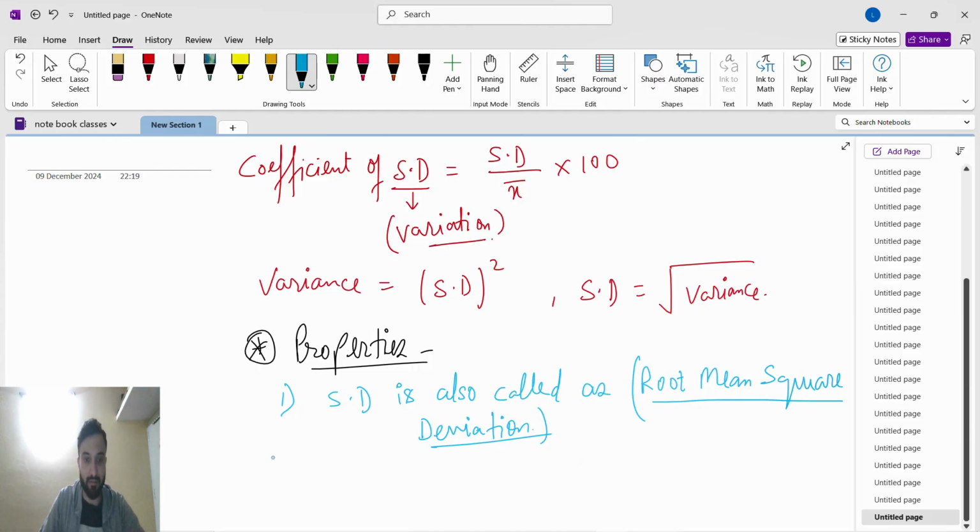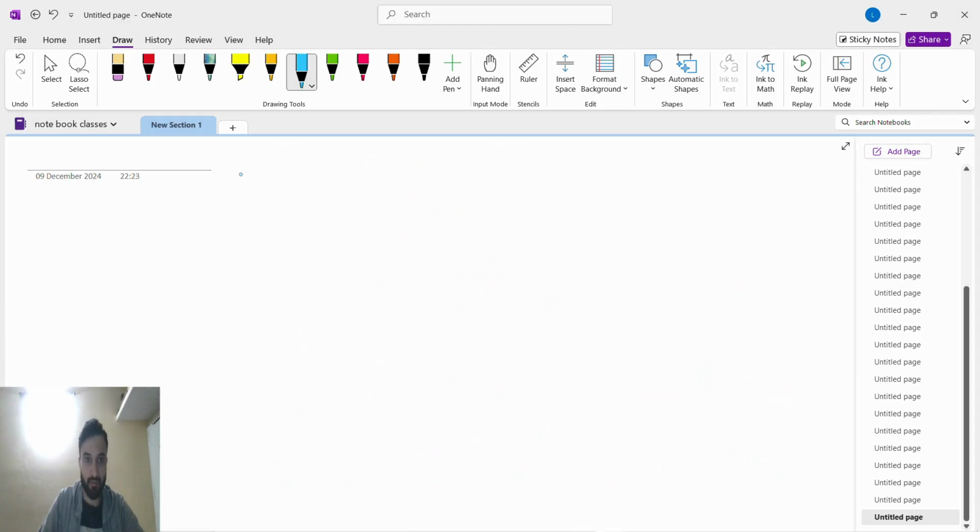And guys, in standard deviation, deviations are taken from the mean, deviations are taken from the arithmetic mean. Next, the third one, standard deviation is greater than or equal to mean deviation.